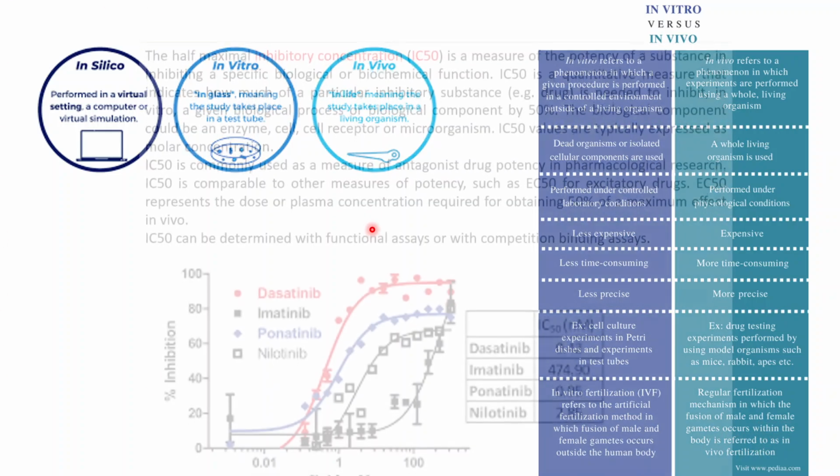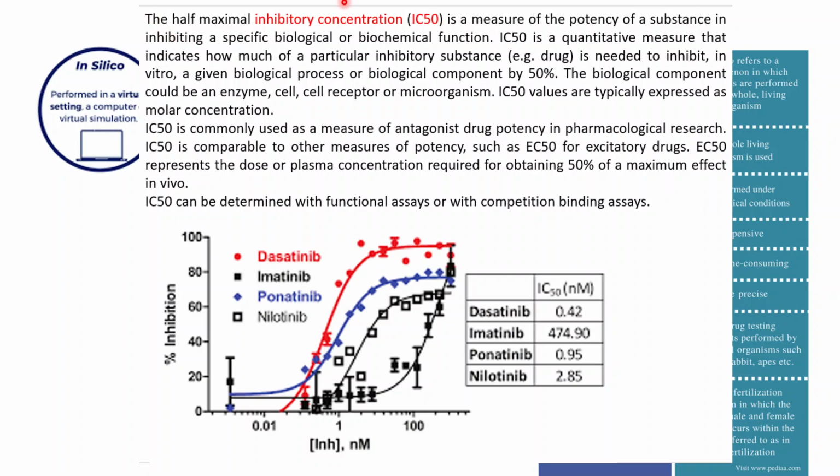which is in vivo fertilization. Then we have the IC50. IC50 is a very important unit, which is the half maximal inhibitory concentration. It is a measure of the potency of a substance in inhibiting a specific biological or biochemical function. IC50 is a quantitative measure that indicates how much of a particular inhibitory substance, the drug, is needed to inhibit, in vitro, a given biological process or biological component by 50%. The biological component can be a cell, cellular receptor or microorganism. IC50 values are typically expressed as the molar concentration.